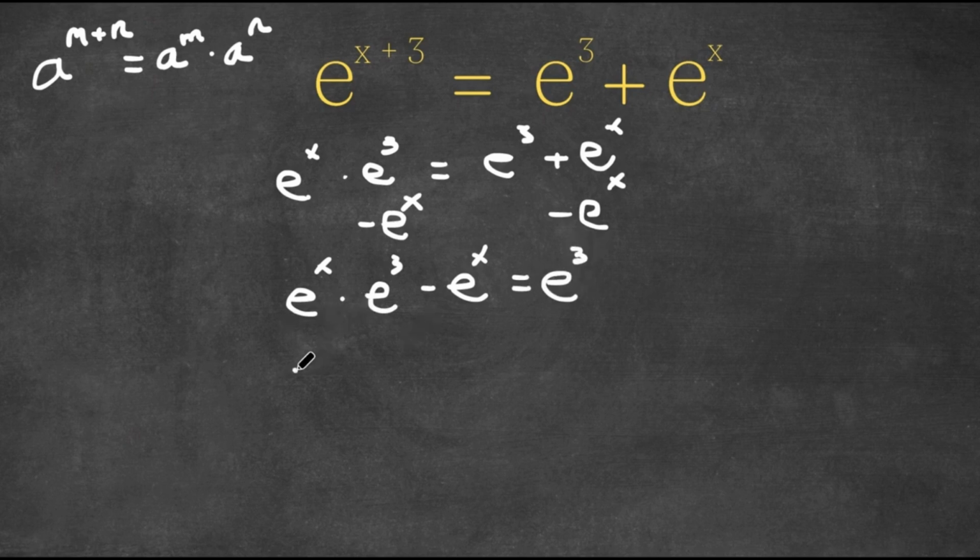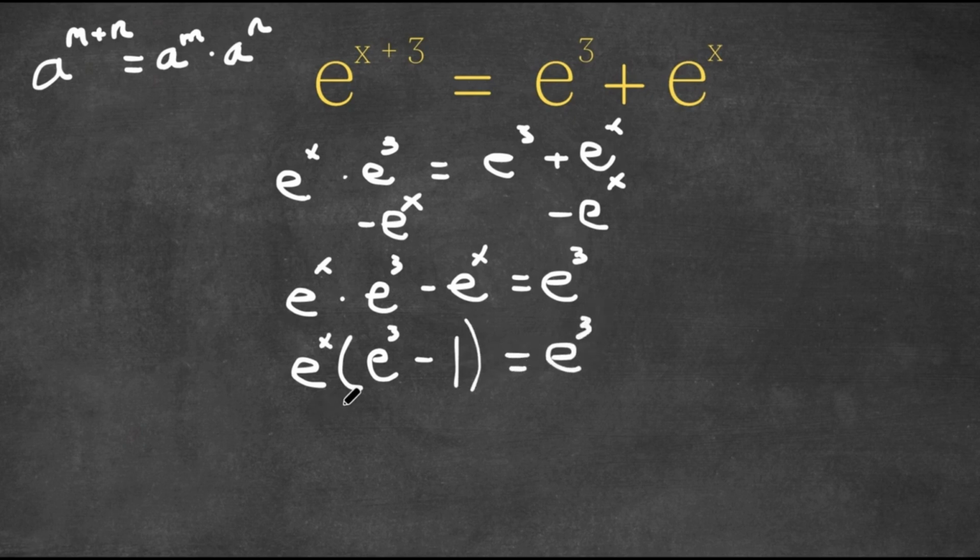So now if I factor out e to the power of x, we get e to the power of x times e to the power of 3 minus 1, because e to the power of x times e to the power of 3 divided by e to the power of x is simply just e to the power of 3, minus e to the power of x divided by e to the power of x is 1. This is equal to e to the power of 3. Now I'm going to divide by e to the power of 3 minus 1 on both sides.